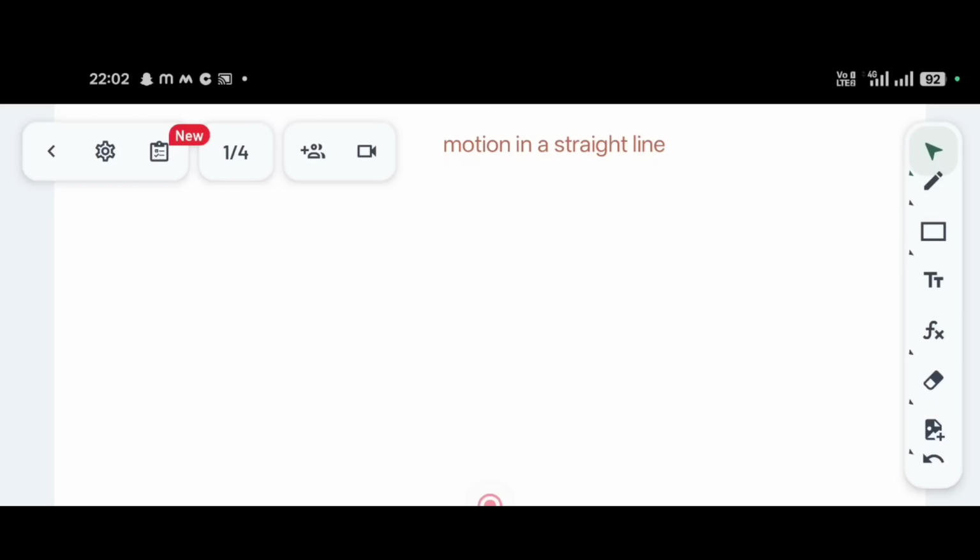So, I think you have seen the previous chapter, that is units and measurement. I hope you have understood. So, if you have any queries, you can ask me.